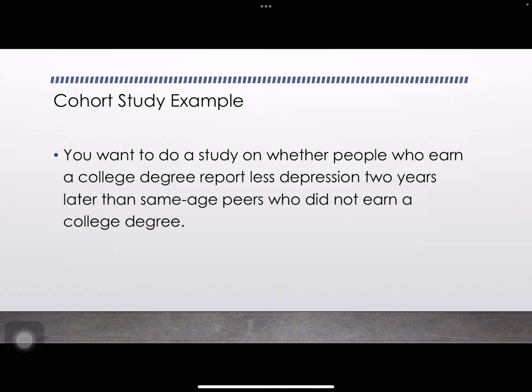So why is a cohort study a good option here? Well, we are following a group of similar people over time, and it would be unlikely that a researcher would be able to manipulate an exposure like a college degree, leaving RCT out as an option. But it would be possible to follow a group of same-age individuals, some of which received a college degree along with controls who did not. Then the health outcome of depression could be observed in both groups.